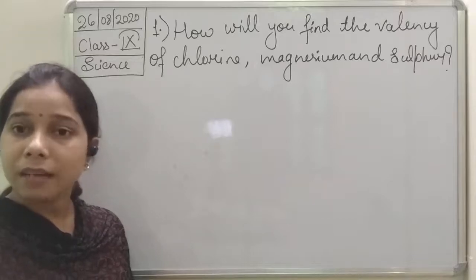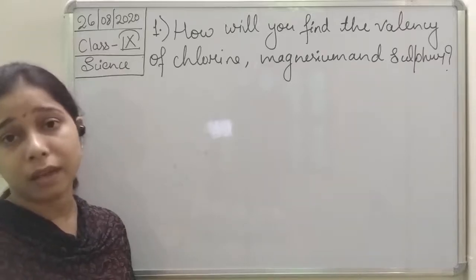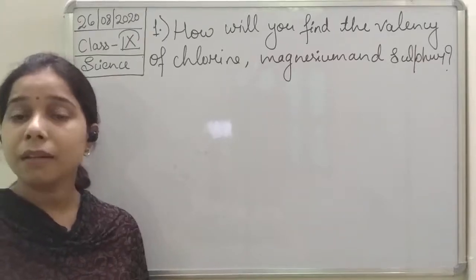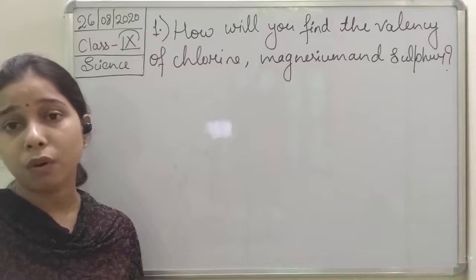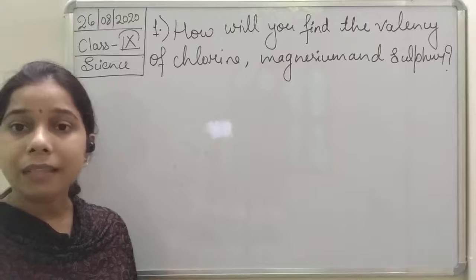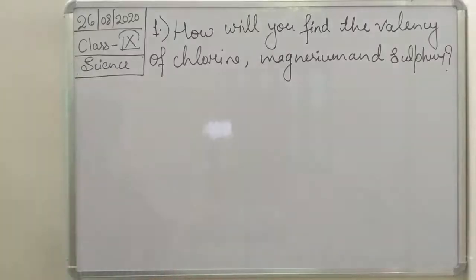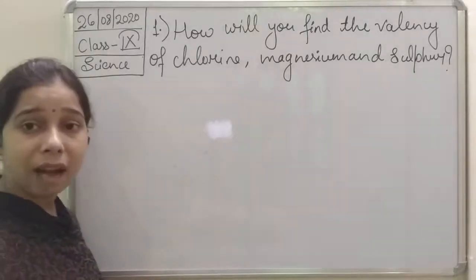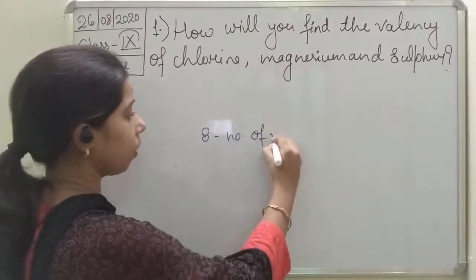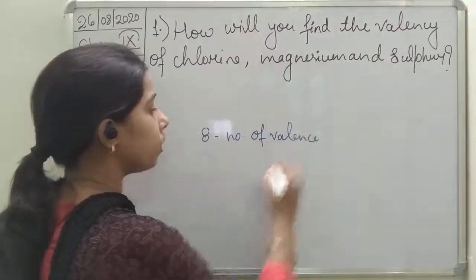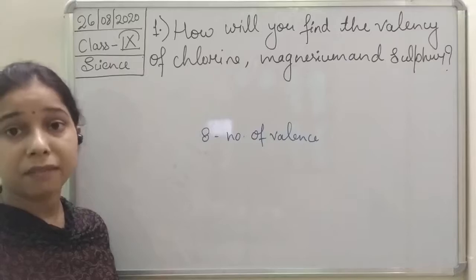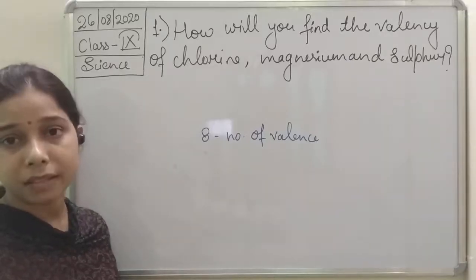And if the valence electrons of an atom are more than 4, then what do we do? Then we find the valency by subtracting the number of valence electrons from 8. Why do we do that, students? So see here. Basically, we have to find the valency, and valency totally depends upon the valence electron.